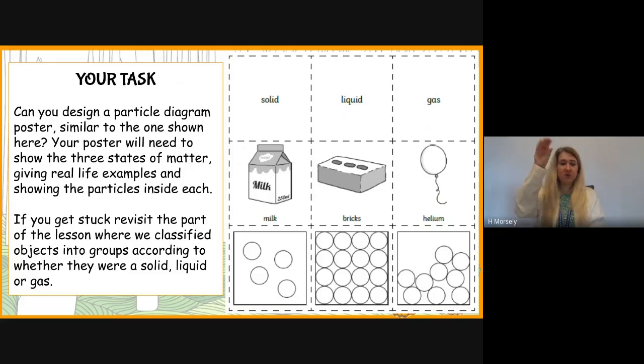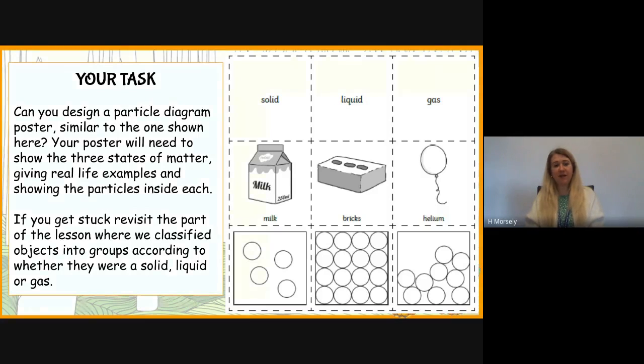So where you've got solid, can you give me a real life example of a solid? And can you show me what the particles in a solid look like? Can you do the same for a liquid for me and also for a gas? So if you have a look at the poster shown here on the screen, we've got the heading solid, liquid and gas. We've got real life examples and we've got examples of how the particles behave in each state of matter, but they're all jumbled up. Can you draw a poster for me showing the state of matter, a real life example, and can you draw how the particles would look inside each of those examples, please?